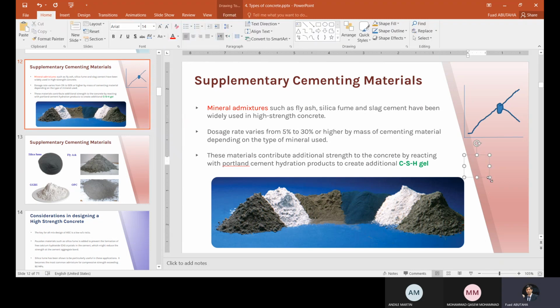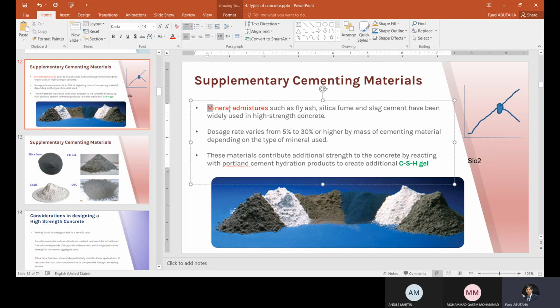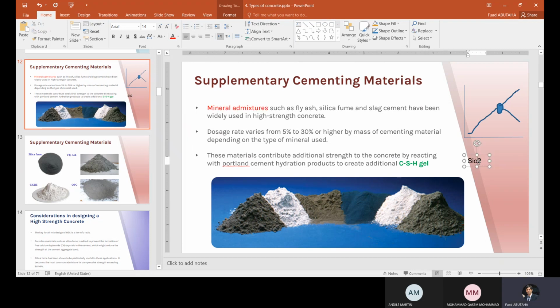It contains a high amount of silica, SiO2. So any material that comes in a powder form, whether byproduct or waste material from the industry, and contains a high amount of silica, we can consider as a mineral admixture. We can use this material as a partial cement replacement in order to achieve higher and higher strength. Again, why especially silica that can improve the strength of concrete?